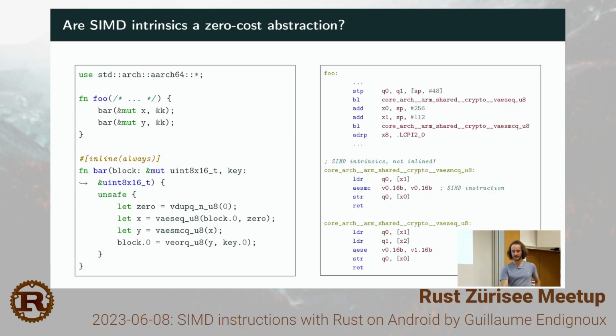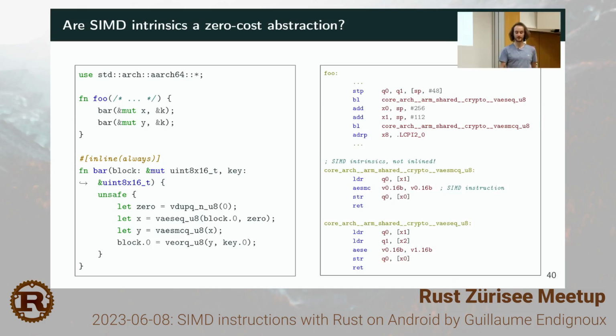And what happens when I compile this? Bar was marked as inline always, so that I get this inlining. And here is the output from the compiler explorer. So what is the assembly I got? You can see that the bar function got inlined into foo, but all the SIMD intrinsics that I called are separate functions that basically invoke one SIMD instruction in the middle, but in between there is a lot of boilerplate to jump to a different function, load a value from the stack, then call the instruction, write it back to the stack, and so on. So it seems like there is some overhead going on here.